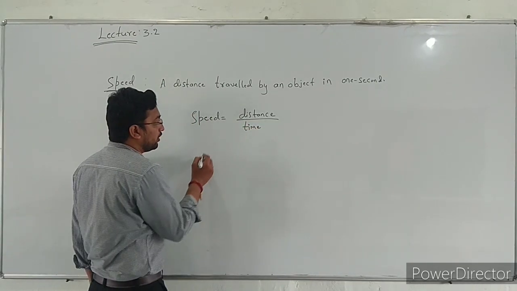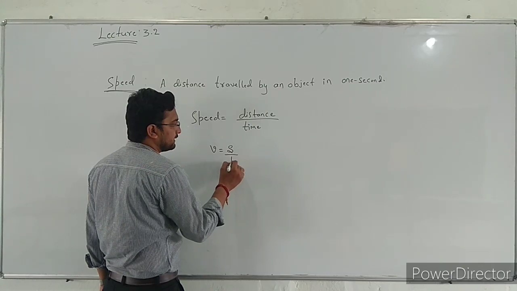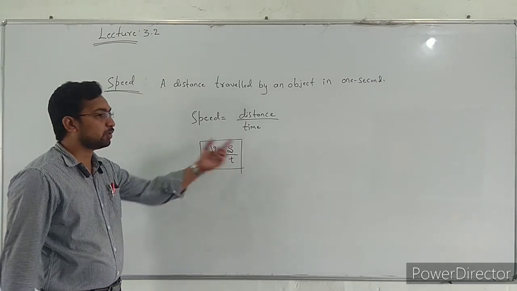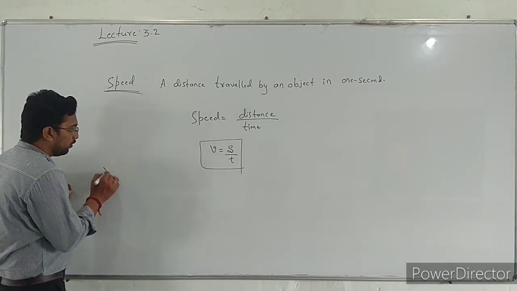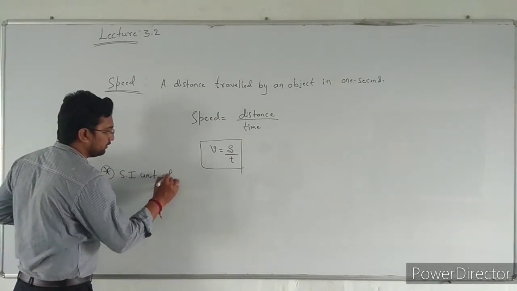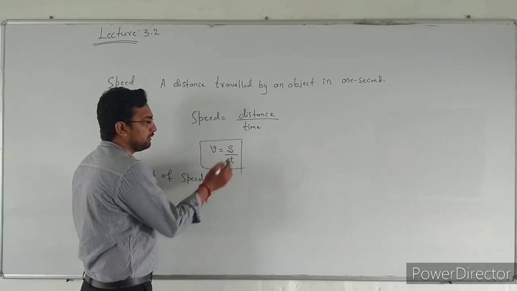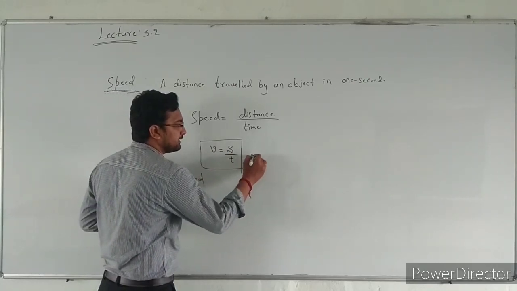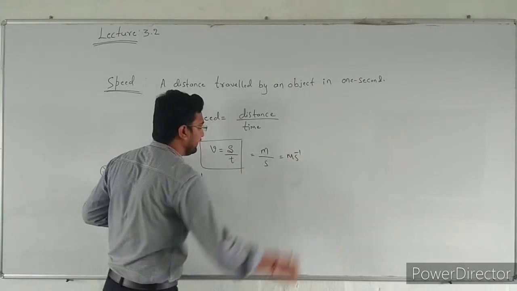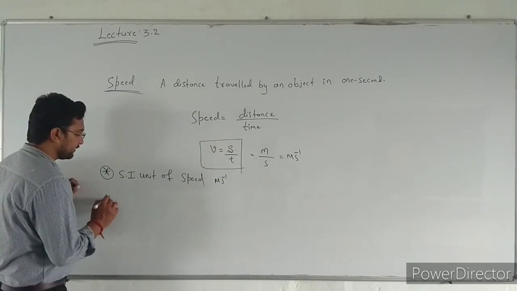Here we denote speed as a small v, distance as s, and t indicates time. So this formula is used to find the speed of an object: v is equal to s by t. Then what is the SI unit of speed? We already know that the SI unit of distance is meter and the SI unit of time is second. Then the SI unit of speed is meter per second.